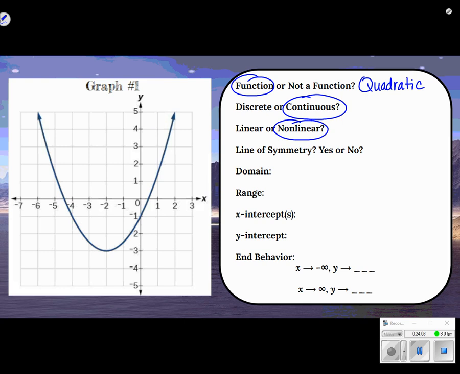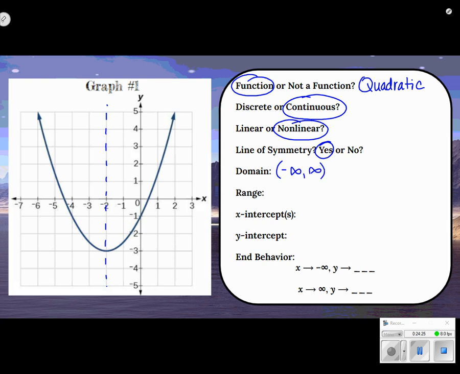Does it have a line of symmetry? Yes, it does. It's actually right through here. X equals -2. That's its line of symmetry. Yes, it does have line symmetry. And this is very similar to what you're going to be doing in the homework. Okay? The domain of a quadratic is from -infinity to +infinity.